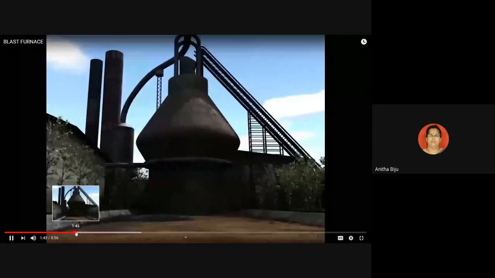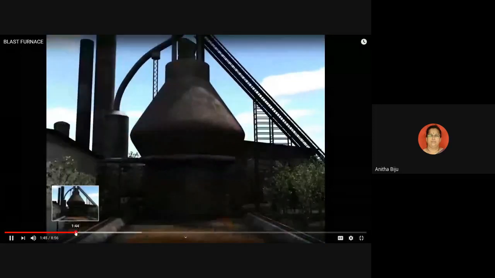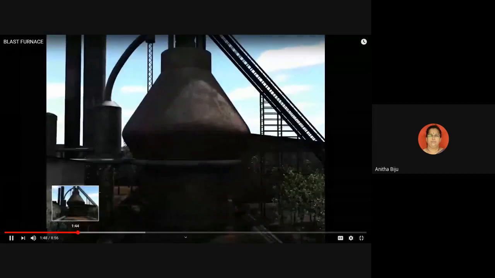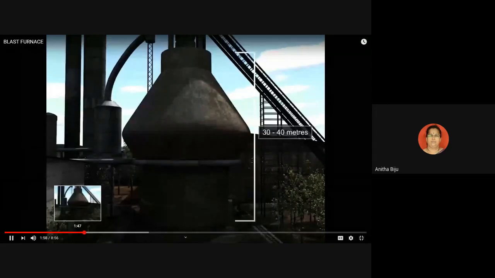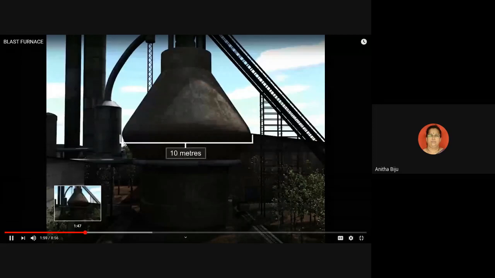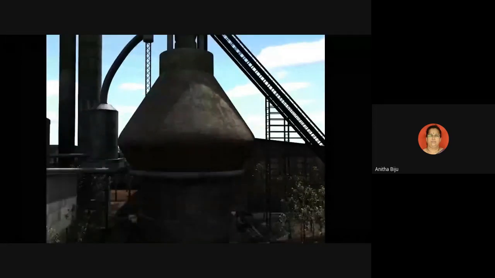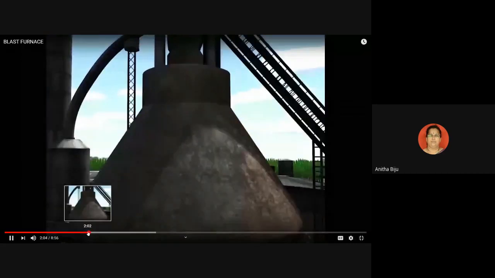The blast furnace is a huge furnace used to extract metals from their compounds using a suitable reducing agent. It is a tall chimney-like structure about 30 to 40 meters tall and about 10 meters wide at the base. It is narrow at the top, increasing in diameter downward, but narrowing again near the bottom. The bottom portion is called the hearth.